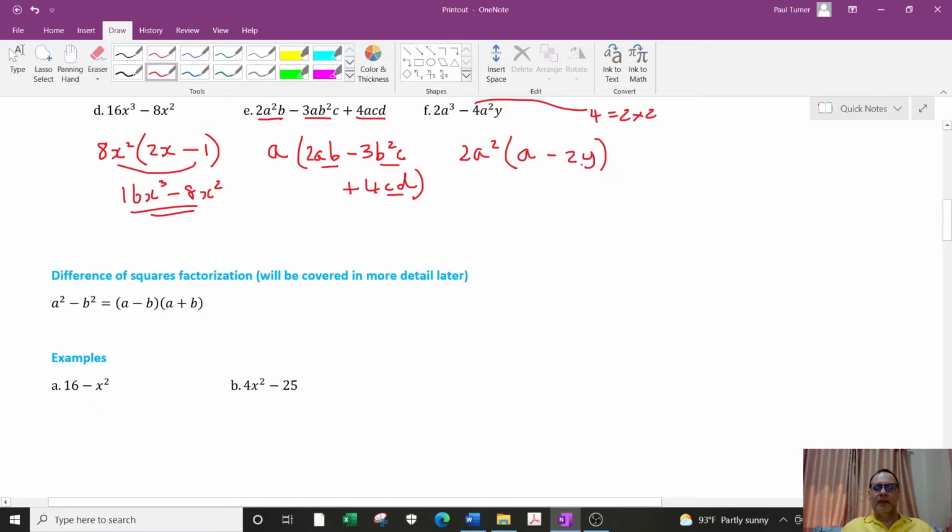2y. And again, check by expanding. 2a squared times a, 2a cubed. 2a squared times minus 2y, minus 4a squared y. Okay, so that's your basic method for factorizing.